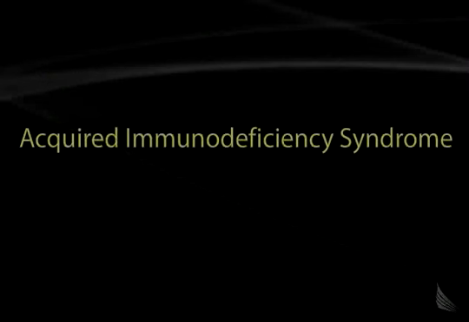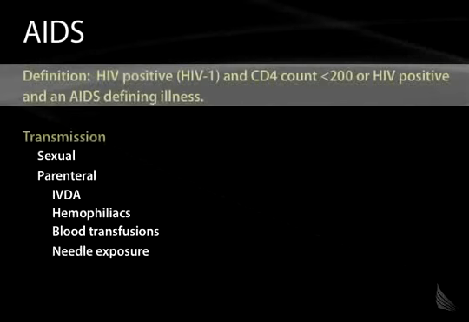This now brings us to perhaps the largest and most researched topic in the area of immunodeficiency syndrome, acquired immunodeficiency syndrome, or AIDS. AIDS is defined as an HIV-positive individual who has a CD4 count less than 200, or a person who is HIV positive and has an AIDS-defining illness. We'll define in a few moments what some of those AIDS-defining illnesses are.